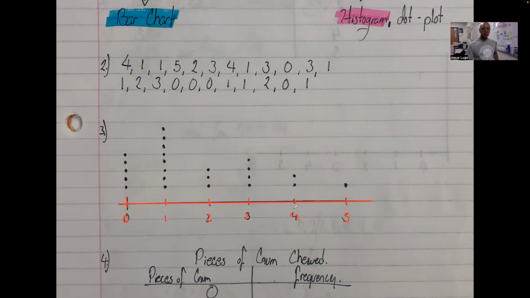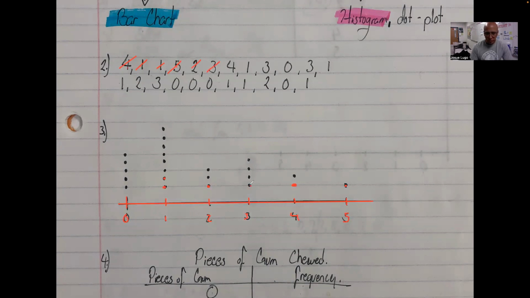Remember, when making dot plots, you do want to go one number at a time. It may seem tedious, but it is the easiest way to ensure that you do not skip a number and make a careless mistake. For example, I'm going to begin with the number 4, so I'm going to cross out the number 4 and place the dot right there. Continue with the number 1, cross it out and place the dot right there. We have another number 1. We have a 5. We have a 2.